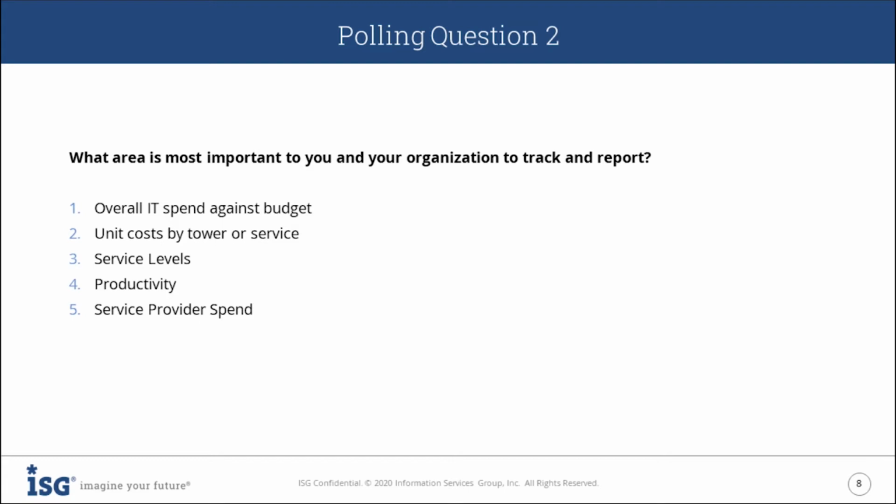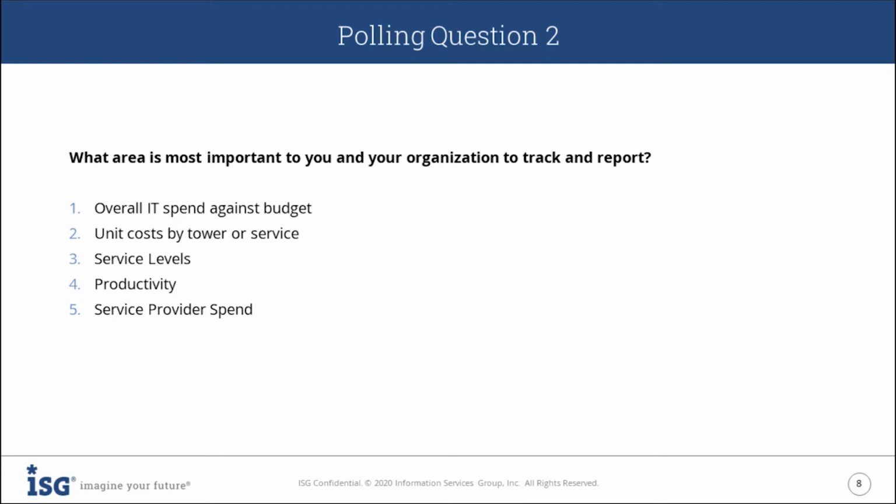Thanks. So we'll take about 20 or 30 seconds to see what type of answers we get back. But essentially, this question is going to depend on each organization's environment and the different priorities that an organization may have. So, for instance, if you have a heavily outsourced environment, you may not be as interested in how productive your workforce is because the remaining workforce may be minimal, whereas the service provider spend may be of more interest. ISG Inform allows us to look at a number of these different areas, but it should be interesting to see what sort of the mix is.